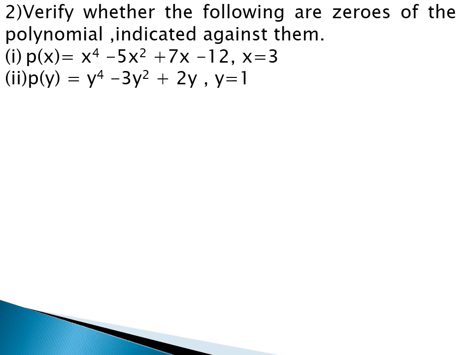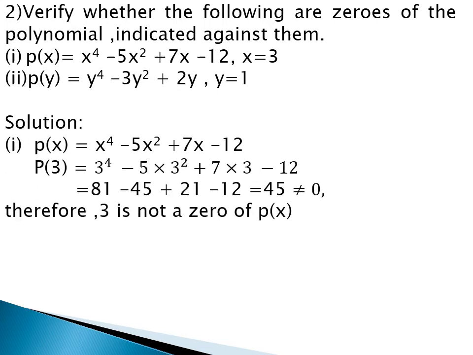Second question, verify whether the following are the zeros of the polynomial indicated against them. P of x equal to x raised to 4 minus 5x square plus 7x minus 12, x equal to 3. P of y equal to y raised to 4 minus 3y square plus 2y, where y equal to 1. So this is the question given. Two sub questions are there, so we'll go one by one. The solution, let us see.